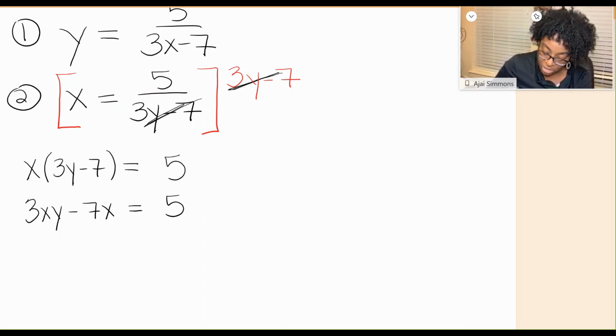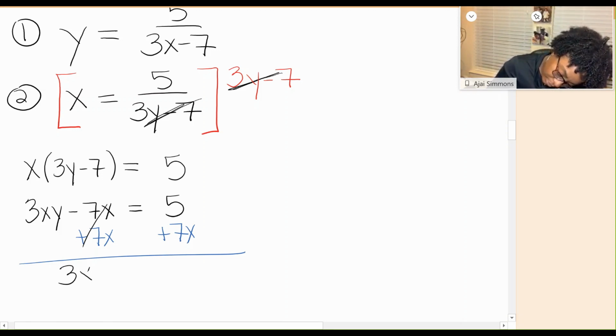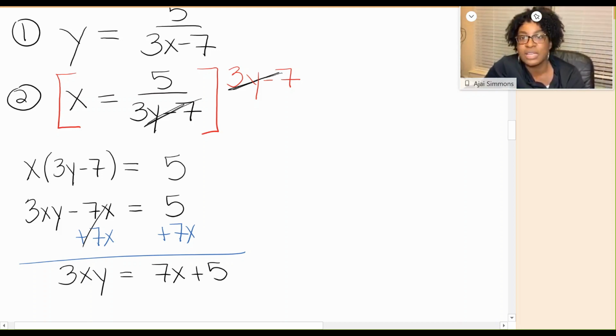Now you have to solve for y. Remember, your end game is to solve for y. So now I need to move the 7x. I'm gonna move the 7x to the other side. And you could put the 5 first, that's fine. You could have put 5 plus 7x, but I usually put the variable term first. And now I have to solve for y.